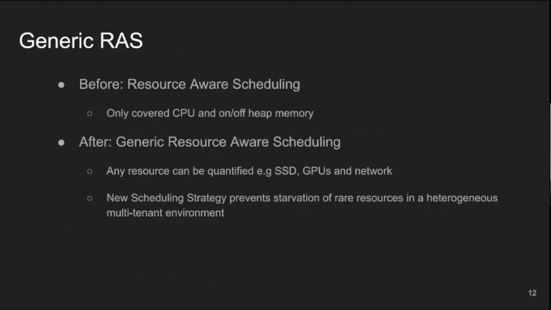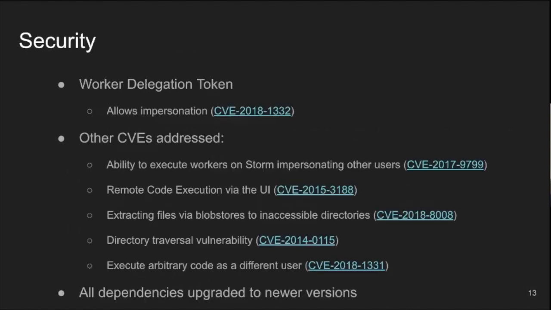So we are able to use that, and we can use GRAS now to determine how much network is needed for a specific component, a spout or a bolt, and based on that the scheduling will adjust to it, giving better performance and stability for the lifetime of the topology.